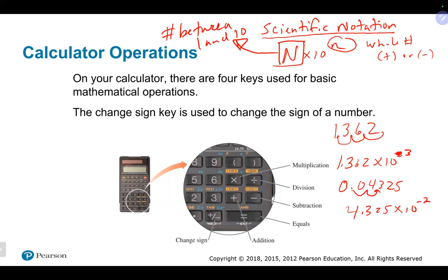Now, for the most part, if you move the decimal place to the left, it's going to be a positive exponent. If you move it to the right, it'll be a negative exponent. Or if you want to remember it this way, if it's a large number, it should have a positive exponent. If it's a small number, it should have a negative exponent. Obviously, you would do the opposite if you wanted to go back the other way.